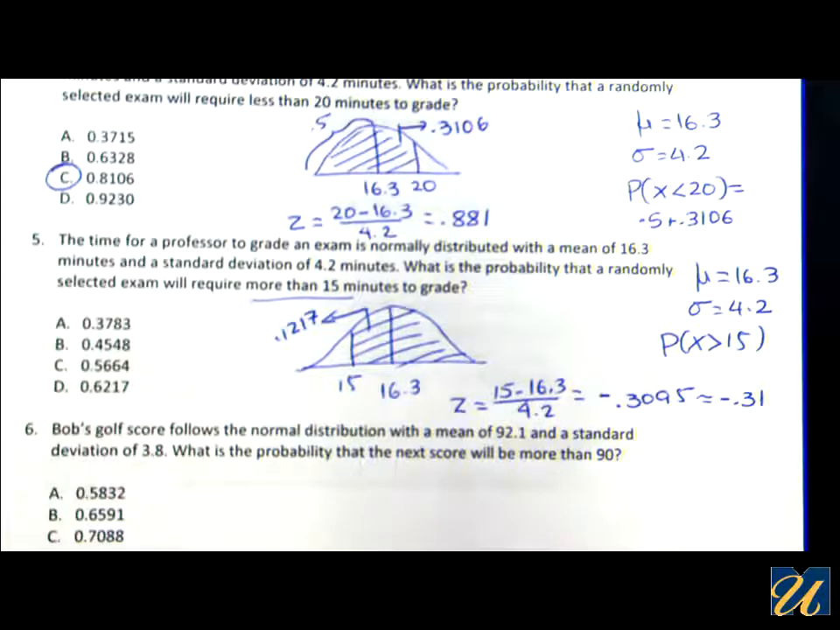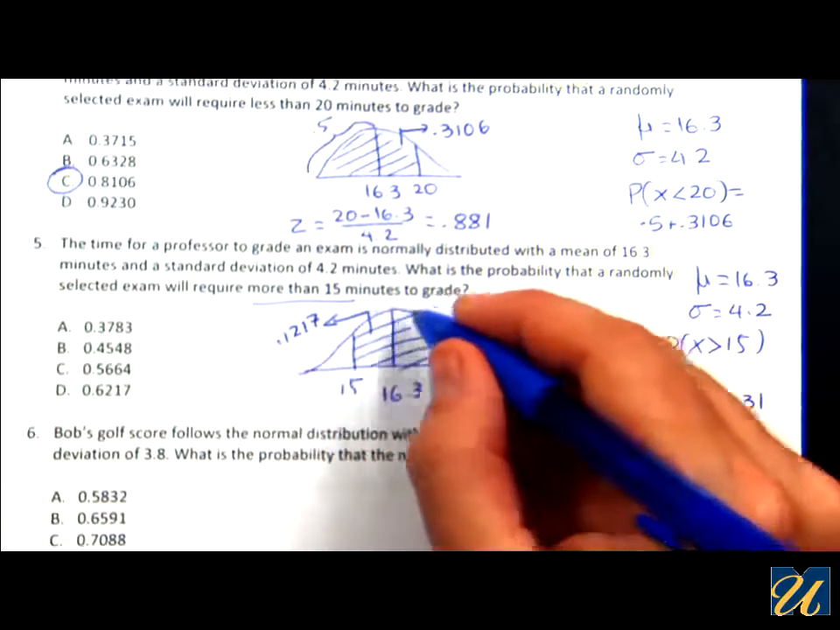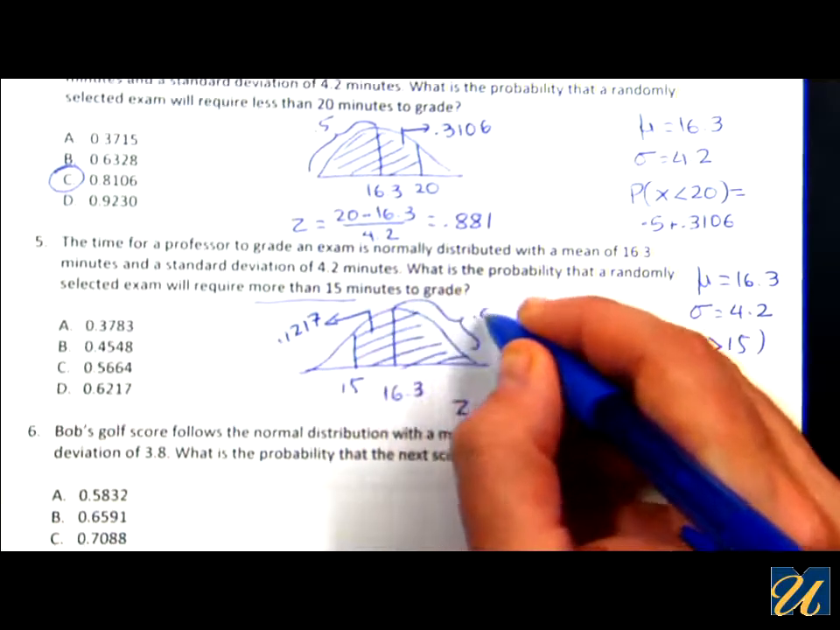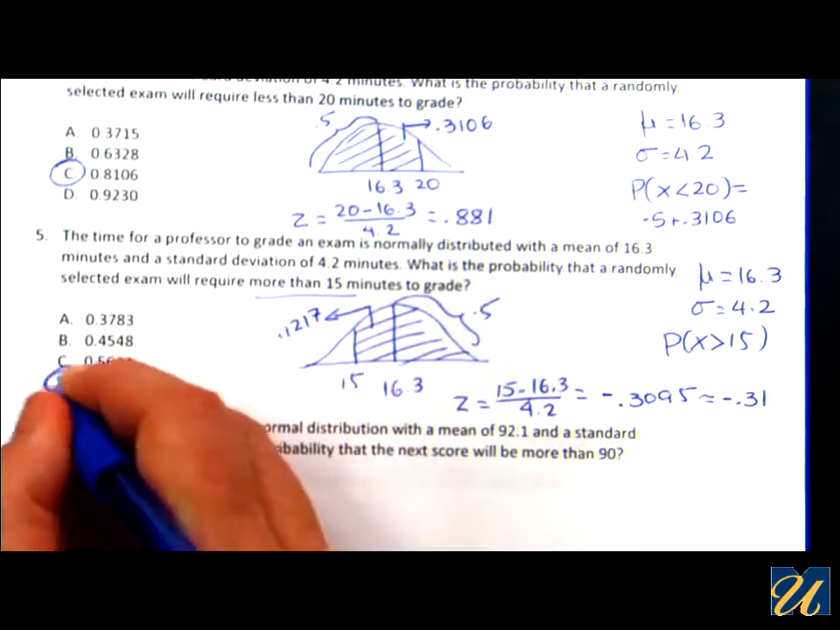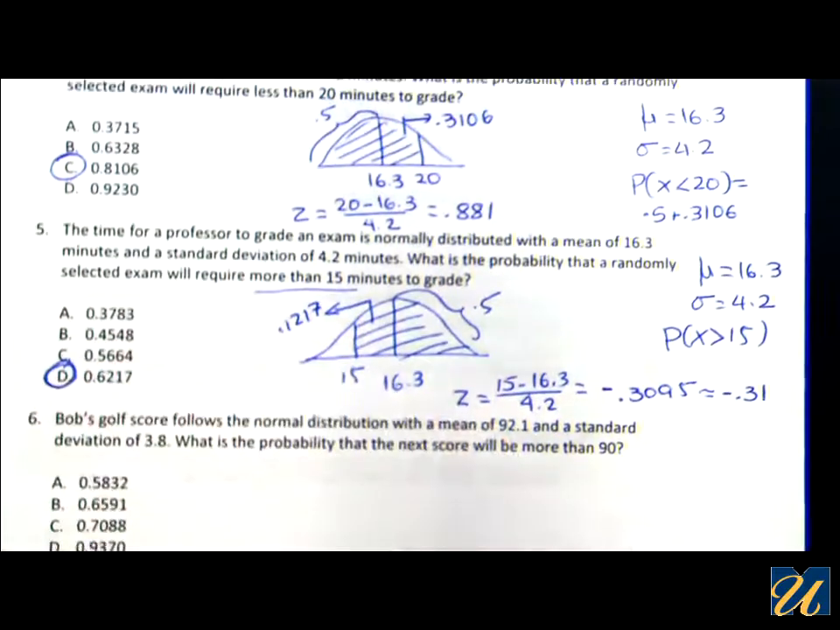So the probability that we are looking for will be 0.1217 plus 0.5. So this is going to be 0.6217 for the probability I'm looking for. Keep in mind, the mean is inside the area you're looking for, so you are adding the corresponding probabilities.